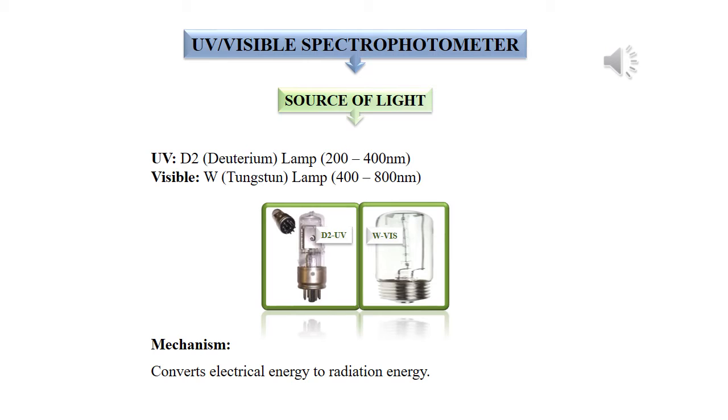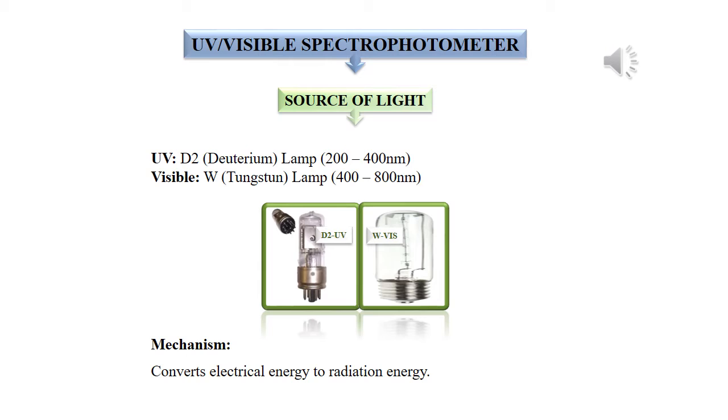Deuterium lamp. It will be emitting radiation between the range of UV, that is 200 to 400 nanometer. In this range, UV samples will be absorbing UV radiation. Then for visible W, that is tungsten lamp. W represents tungsten filament. It is made with tungsten filament. Range of visible radiation is from 400 to 800 nanometer. That starts from UV range and ends before IR range actually in the electromagnetic spectrum.